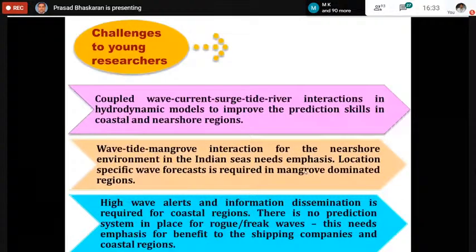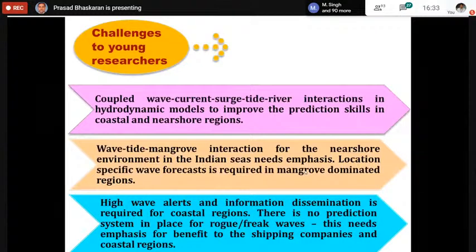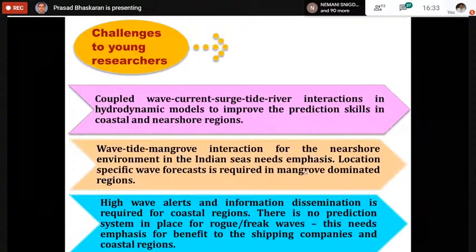Now, when a storm surge is propagating inside the river, the danger is that the water level will flood the bank of the river. Nobody has really looked into it. It is a very important thing because it has a lot of socio-economic implications. So these are some of the challenges lying in front of us. Then we also need to come out with better parameterization for wave, tide and mangrove interaction.